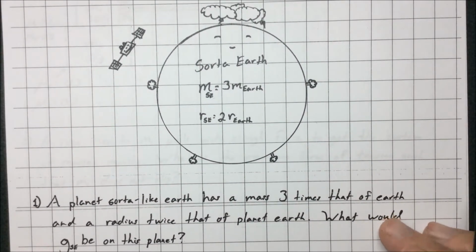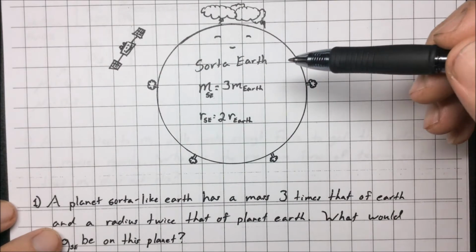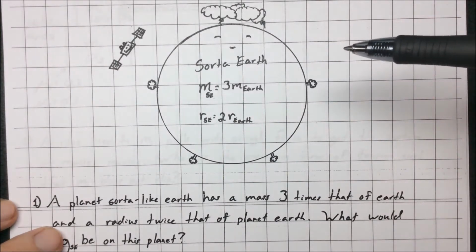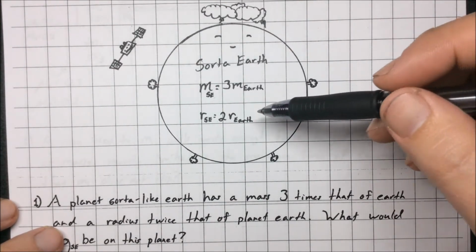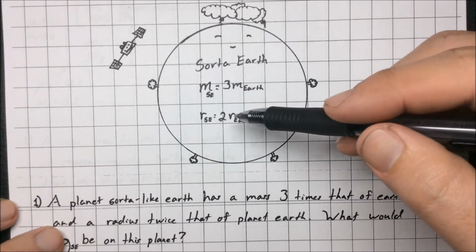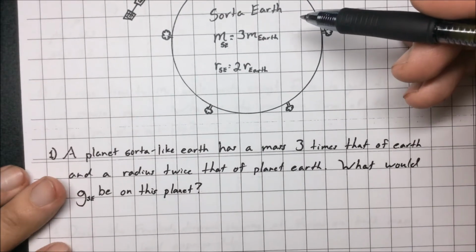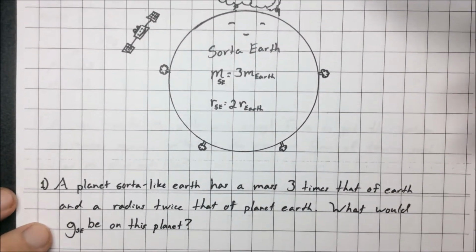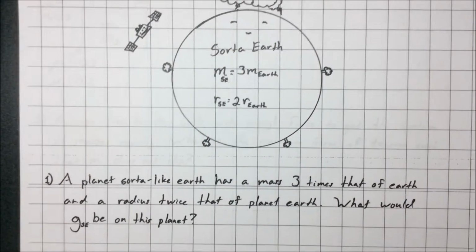So we've got a planet that's sort of like Earth. It is more massive than Earth, three times as massive as the planet Earth, but only 2 times the radius of Earth. And what we need to figure out is what the heck is going on as far as the surface gravity is concerned on this planet.